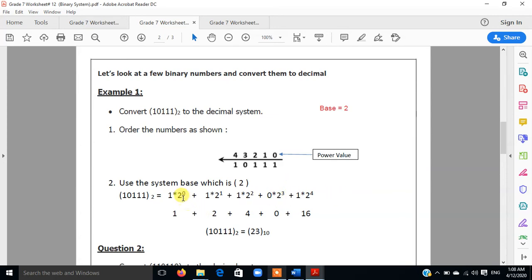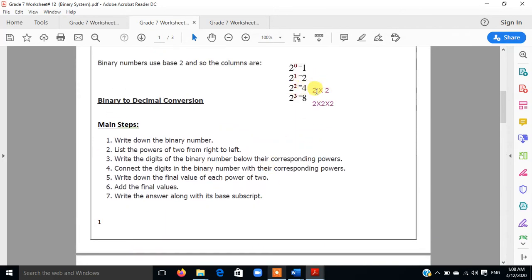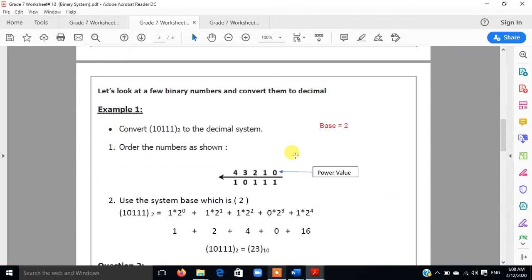As we said earlier, any number powered by 0 equals 1. So here it will be 1 multiplied by 1, so the result will be 1. And any number powered by 1, this is the most important note that we talked about in worksheet number 10, equals itself, 2. So 1 multiplied by 2 equals 2. Here 2 powered by 2 means 2 multiplied by itself, which is 4. 1 multiplied by 4 equals 4.